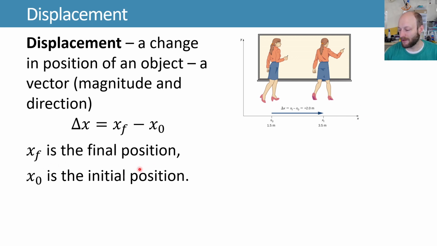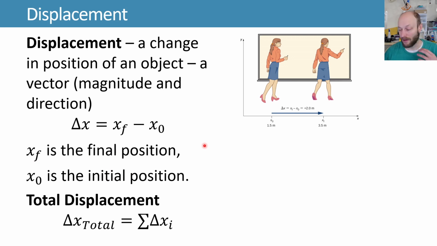So final position, initial position, and total displacement is then the summation of any displacements you want to consider. So all this says here is that if we have multiple other displacements that we're considering, we can just add those up. So this would be like my displacement 1 plus my displacement 2 plus whatever other displacements we have, we can just add those up. So this sigma is a summation symbol, just meaning add up whatever other displacements.